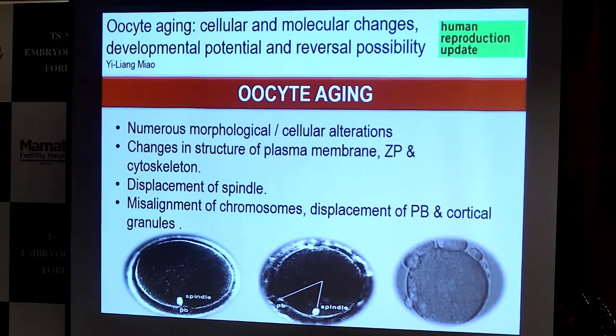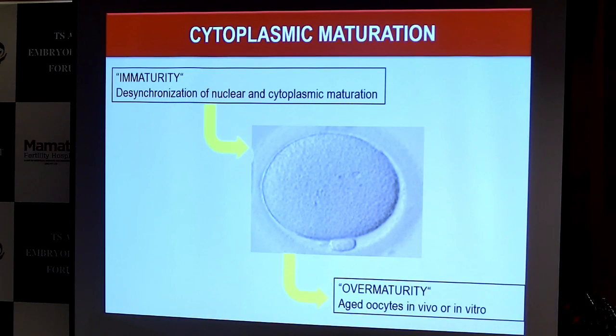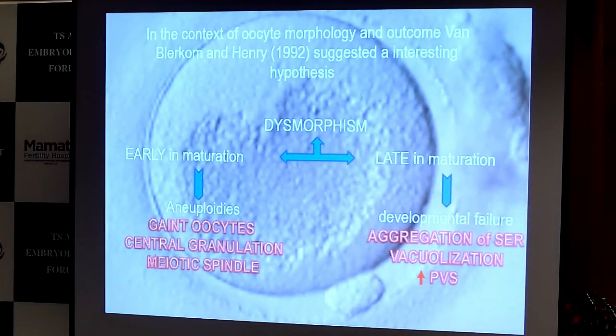In vivo or in vitro, aging can happen, and that causes a lot of molecular and cellular alterations in structures, misalignment of chromosomes and displacement of the meiotic spindle. So aging, cytoplasmic maturation, a critical balance between immaturity and overmaturity is very important for a top quality oocyte. And when you don't have this balance, because I told you some of the follicles are super sensitive, they grow, they give better quality oocytes, but some follicles are not so sensitive to the hormones that we are providing, and they may not be growing in an ideal environment.